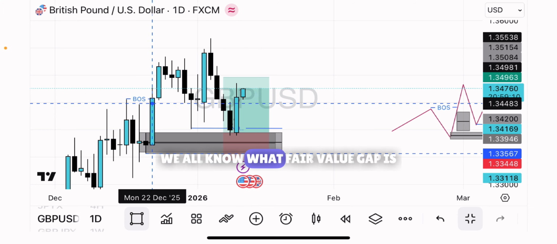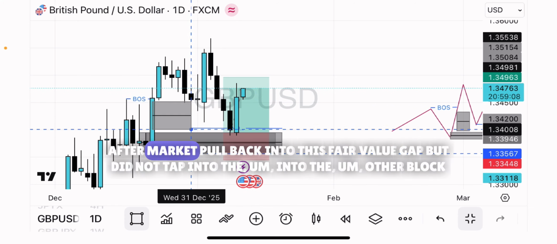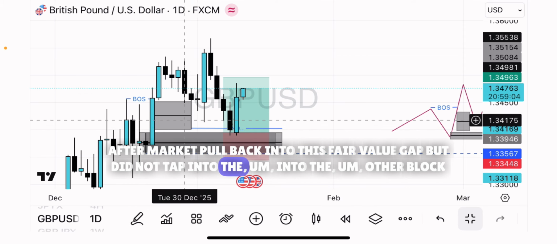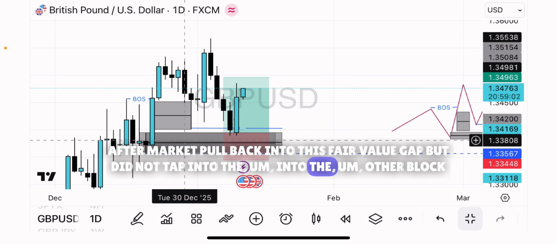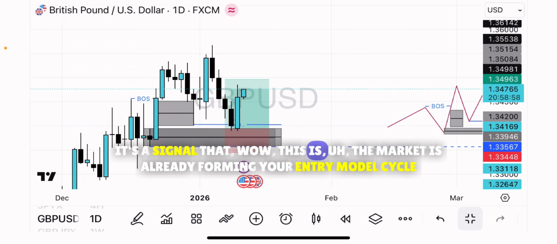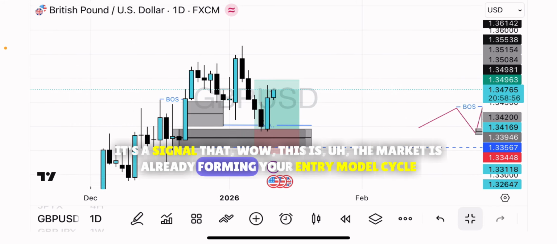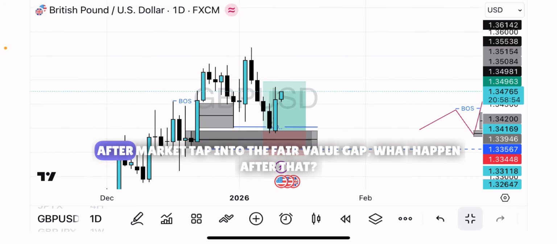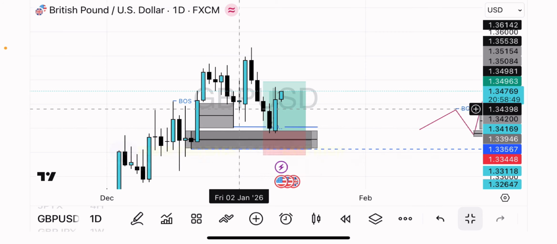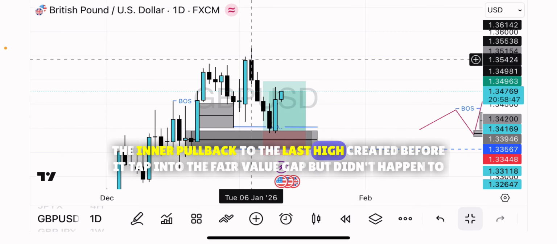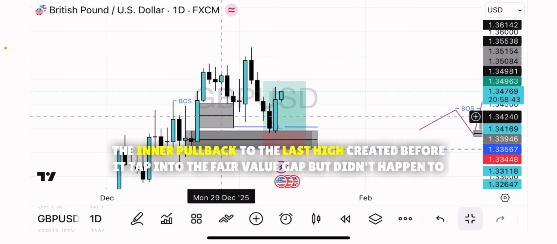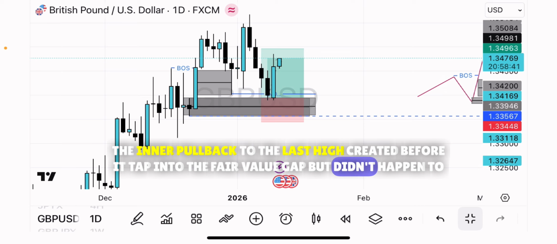We all know what fair value gap is. After market pulls back into this fair value gap, but did not tap into the order block, it's a signal that wow, the market is already forming your entry model cycle. After market taps into the fair value gap, what happened after that? Then it now pulls back to the last high created before it tapped into the fair value gap, but didn't tap into the order block.